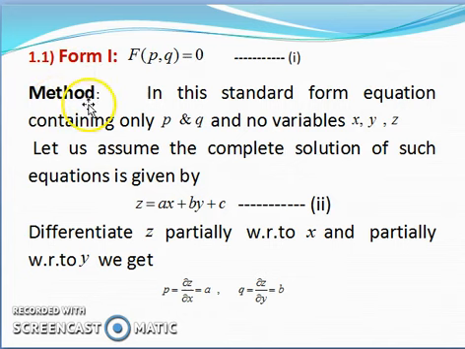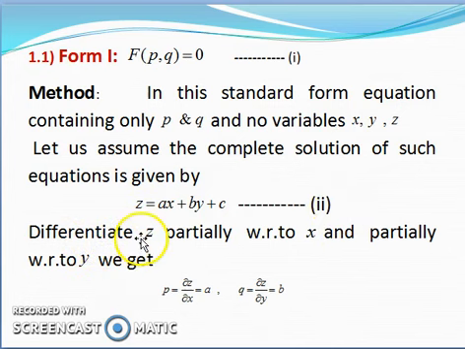Method of finding the solution. In this standard form, the equation contains only p and q and no variables x, y and z. For this standard form, let us assume the complete solution of the equation is z equal to ax plus by plus c, and this is equation number 2.